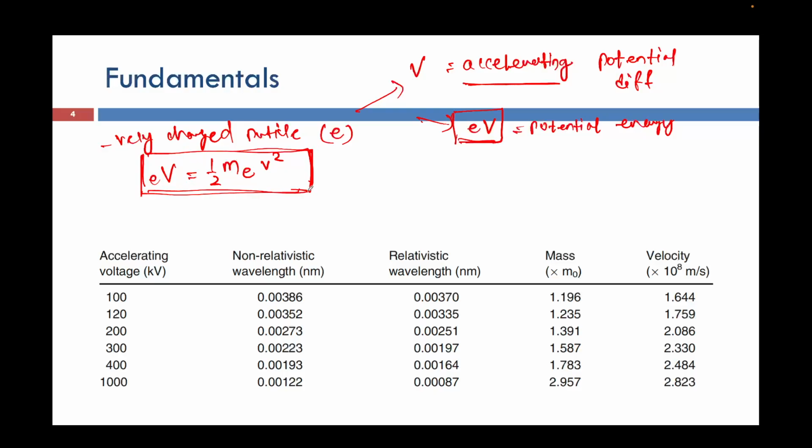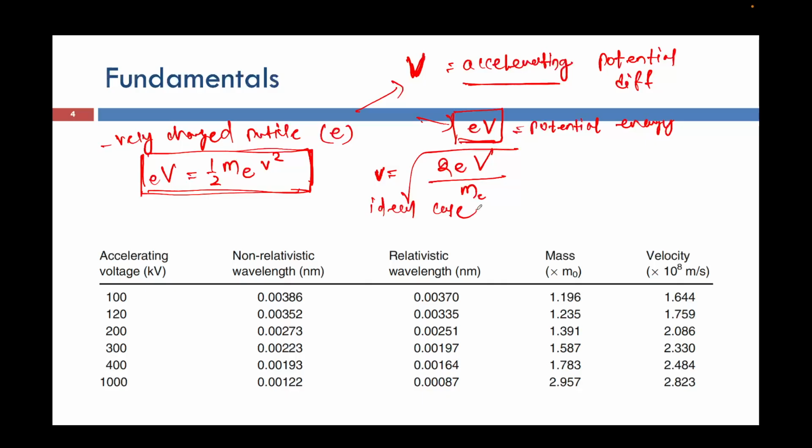These two should always be equal, and the velocity that I get from here is the square root of 2eV by m, where V is the capital V. So this will be the velocity of the electron when there is a potential difference of capital V. And now we know the relativity theory of Einstein, and this thing is the ideal case, right?